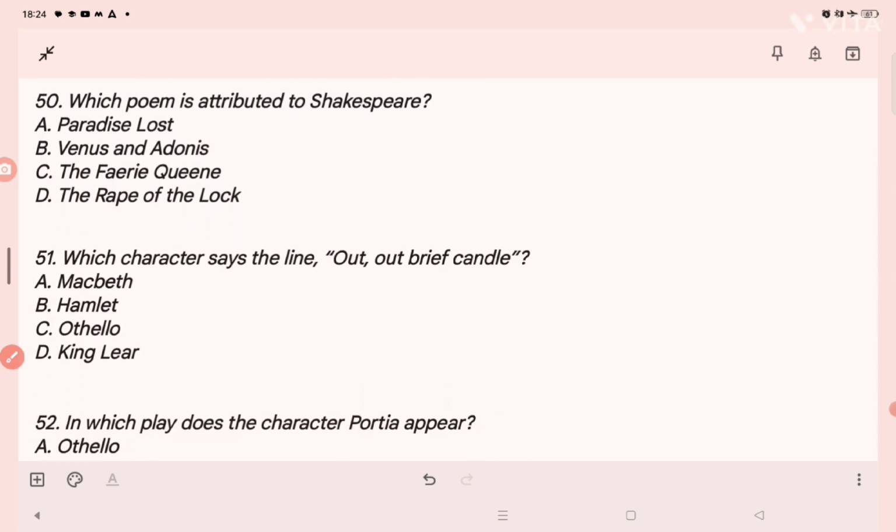Which poem is attributed to Shakespeare? Option B, Venus and Adonis. Sixth line.